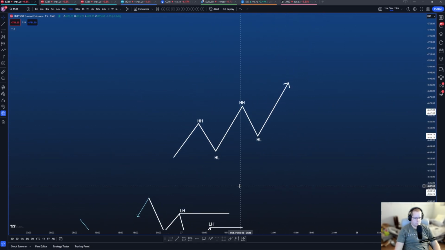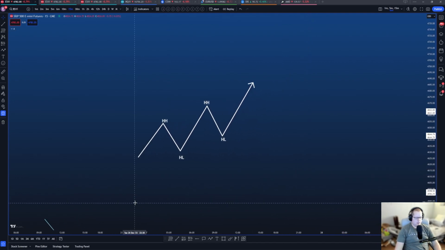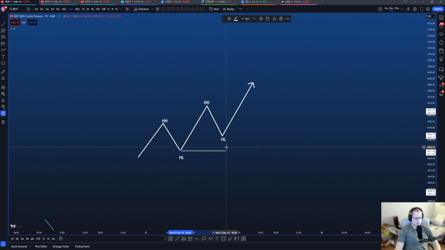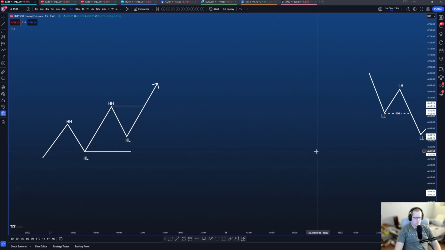Here's an uptrend. Let me get rid of this just to make it a little easier to follow. We broke the previous high, higher high. We did not break the previous low, so it's a higher low. We broke the previous high, higher high. Did not break the previous low because it's right here, so it is a higher low because it's above. So higher high, higher low, higher high, higher low, higher high. As soon as we broke this high, it is a higher high. Okay, very simple.